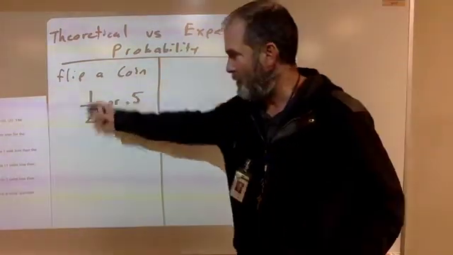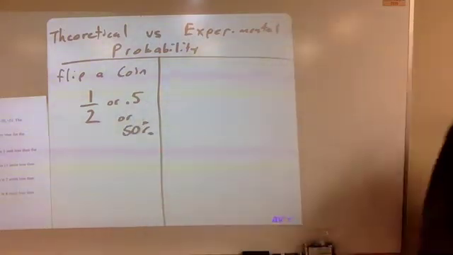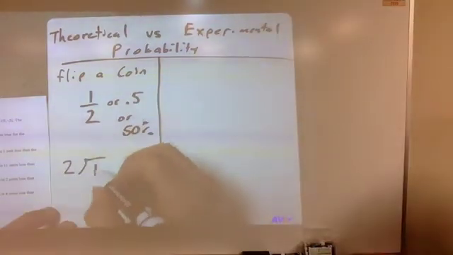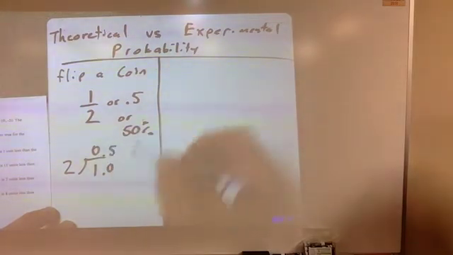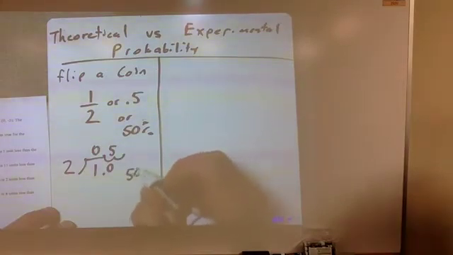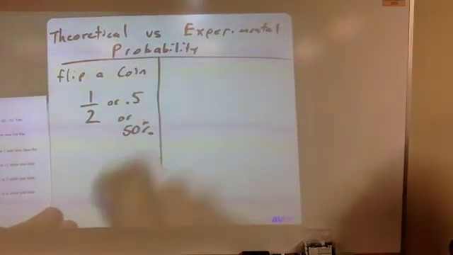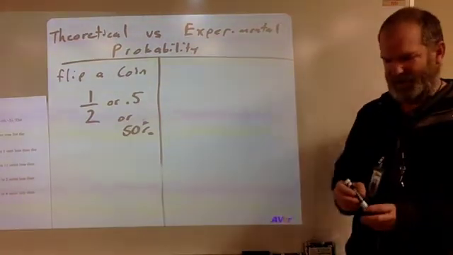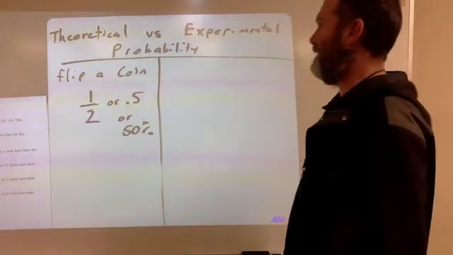2 goes into 1, 0 times, 0.5. Do you need me to show you this? I hope not. It doesn't go into there, so it goes in 0.5 times. How do you turn 0.5 into a percentage? You move the decimal twice. 0.5 becomes 50%. All right, yeah, good. Okay, that's theoretical probability, and that's what you think of when you think of probabilities. You think of theoretical probability.